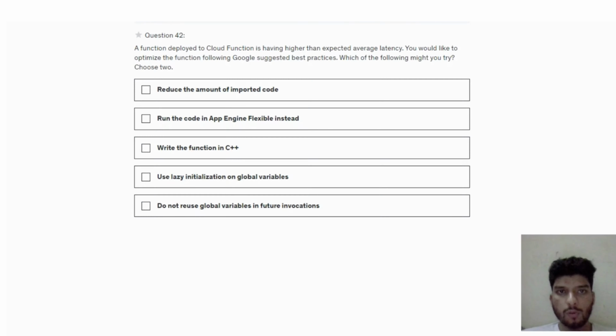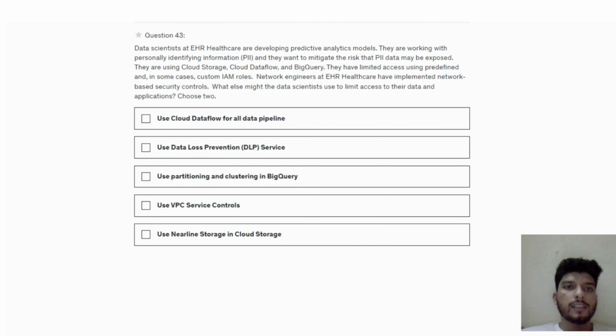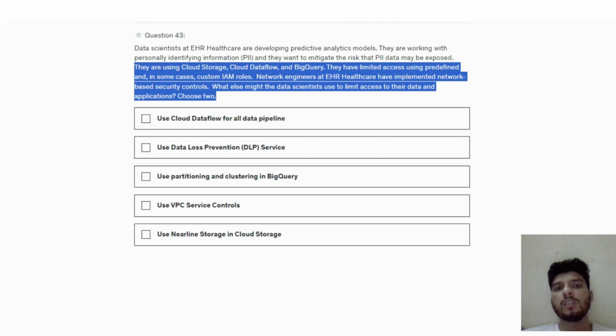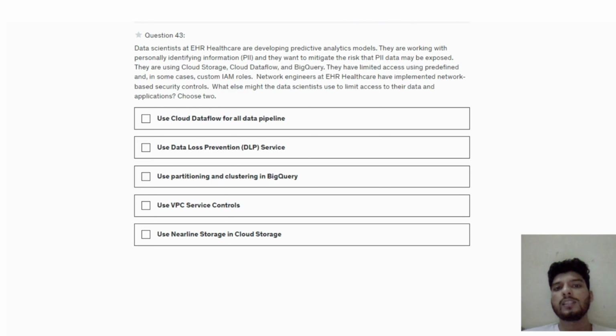So moving ahead to question 43. The data scientists at EHR Data Healthcare are developing a predictive analytics model. They are working with personally identifiable information, PII, and they want to mitigate the risk that PII data may be exposed. And here is the question: which might the data scientists use to limit the access to their data and applications? So you have to select two options from the five options available. And the right answer is, I think, any guesses, guys?